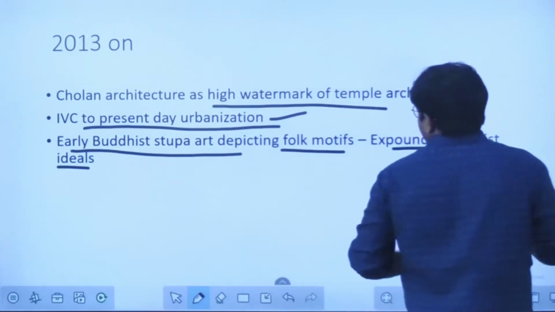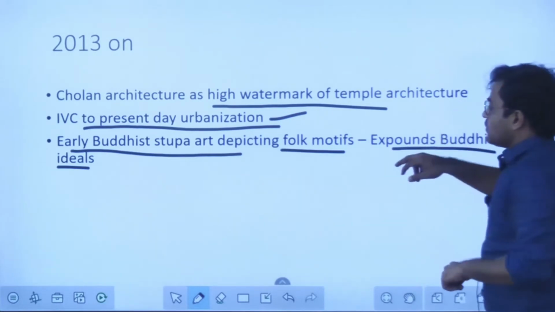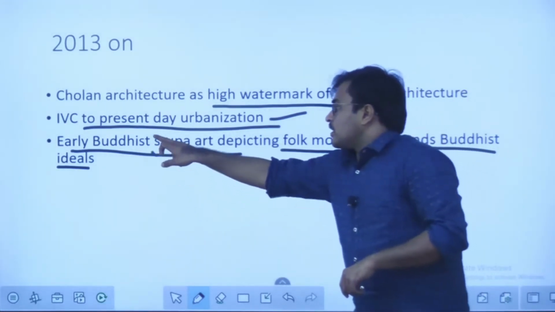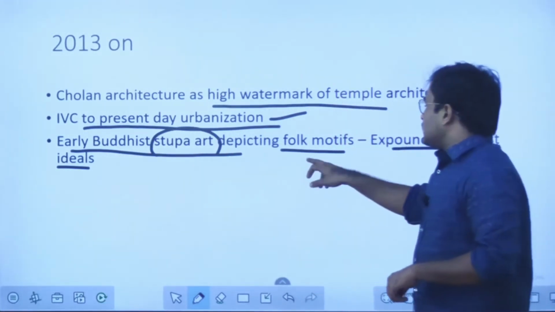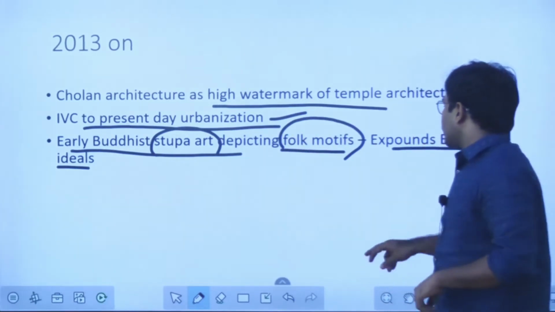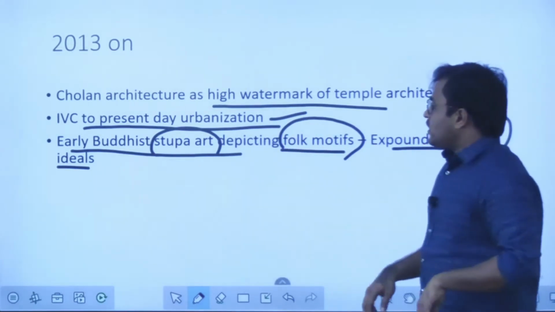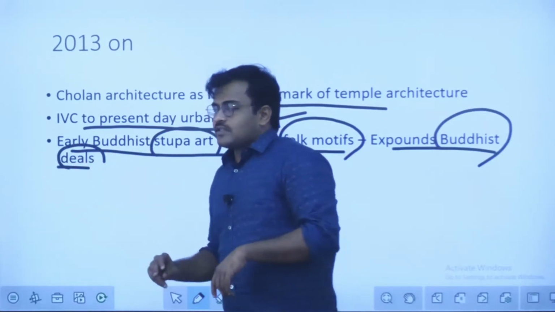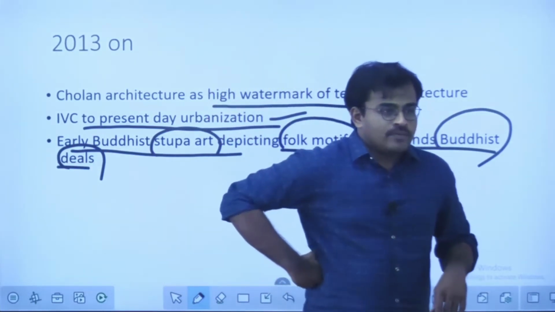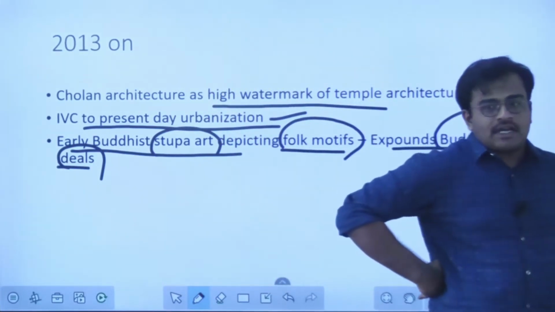Okay, it is not asking about stupa architecture. It is not just talking about stupa art. It is asking you to compare stupa art with folk motifs and how it is explaining Buddhist ideals. There are 3 sections to this question. You have to read it very thoroughly. It's not just about drawing a stupa and coming back.